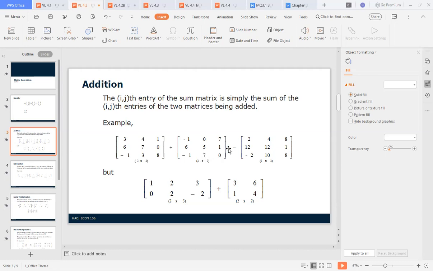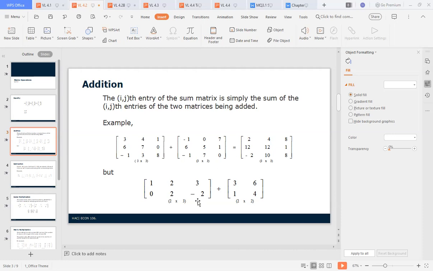How do we add two matrices? That is A11 plus B11, or A12 plus B12. In this example, that is 3 plus negative 1, 4 plus 0, 1 plus 7. Okay, 6 plus 6, 7 plus 5, and 0 plus 1. So again, remember this part in general terms. That is A11 plus B11, or A12 plus B12.